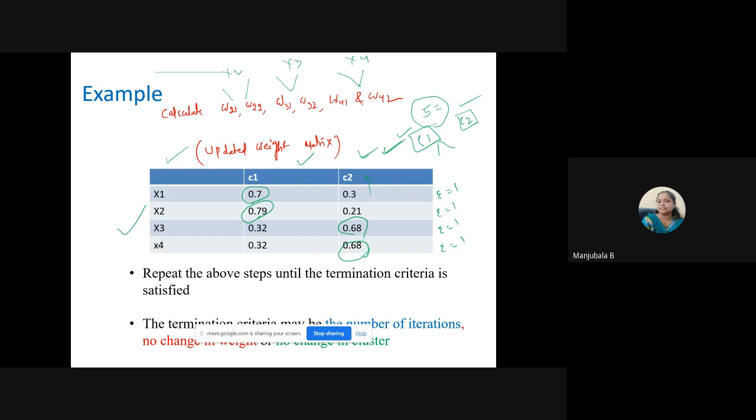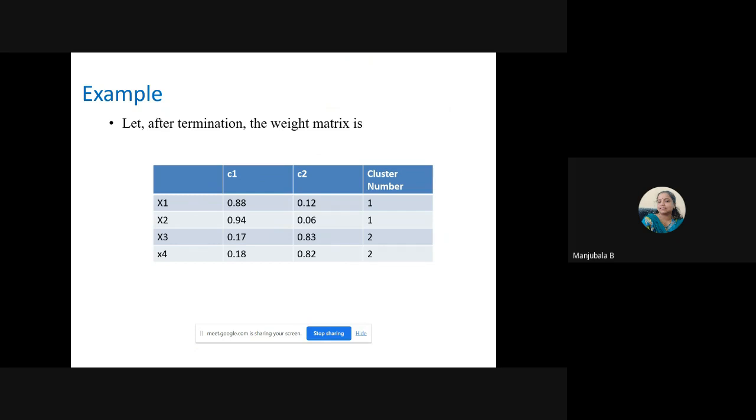And then we discussed fuzzy C-means clustering when your data points are not well separated. In that scenario, you can go for soft clustering or fuzzy clustering, where you are determining the membership of each data point with respect to each cluster. So at the end in the FCM, you will get the weight matrix, and you can assign the cluster number to the data points like this.